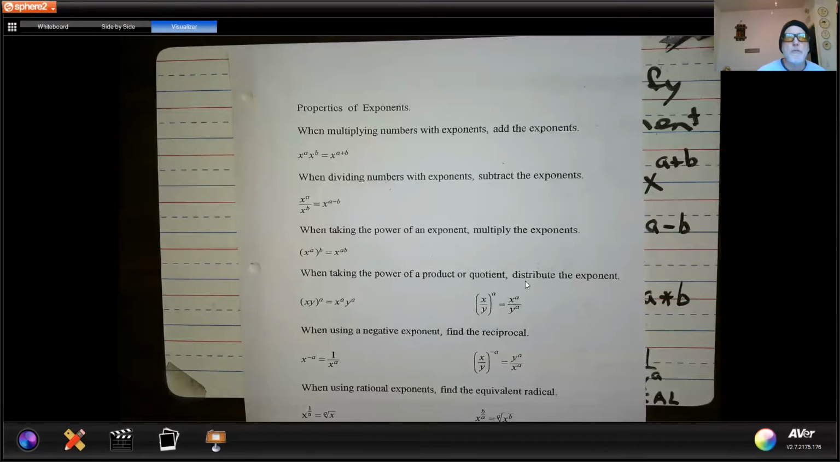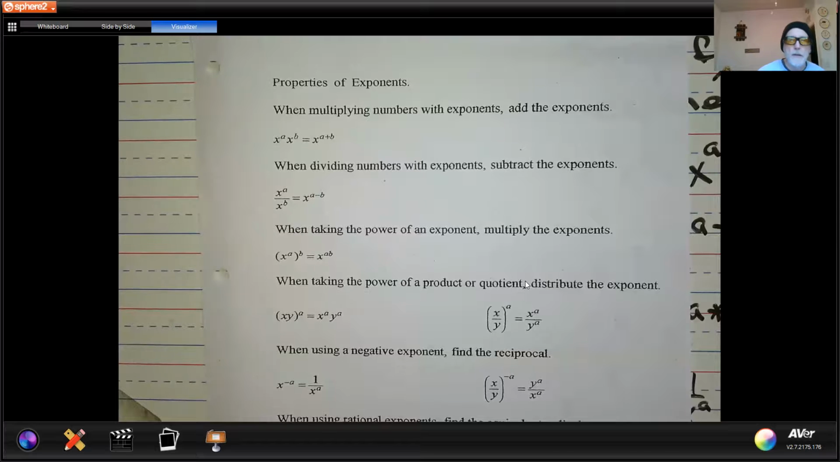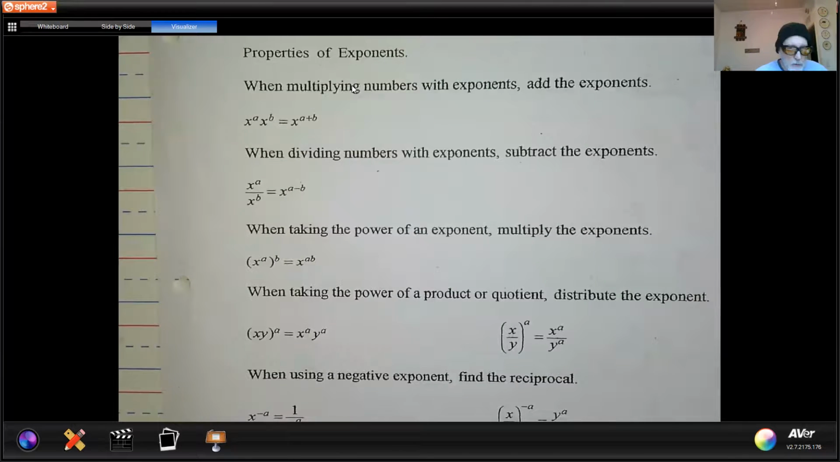So there are properties of exponents that we know. Here they are. When you multiply numbers with exponents, you have to add the exponents. When you divide numbers with exponents, you subtract the exponents. So that's this one right here. Adding up here, subtracting right here.